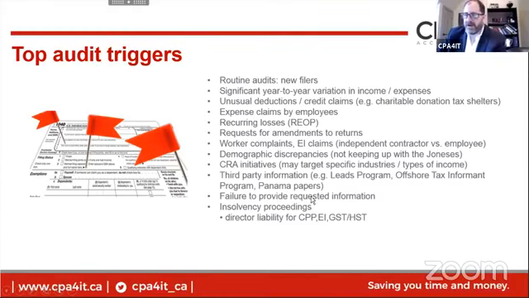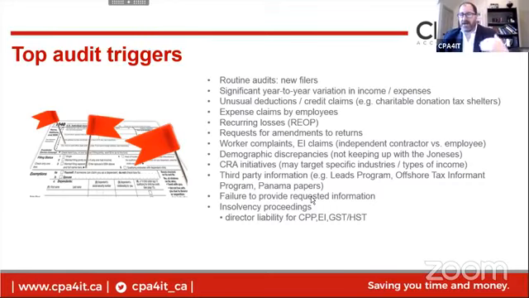There's also third-party information. There's things like leads programs where basically people can turn you in, offshore tax informant programs, the Panama Papers, which lots of people heard about. So lots of other third-party ways that people can trigger audits based on information that's been provided to you.